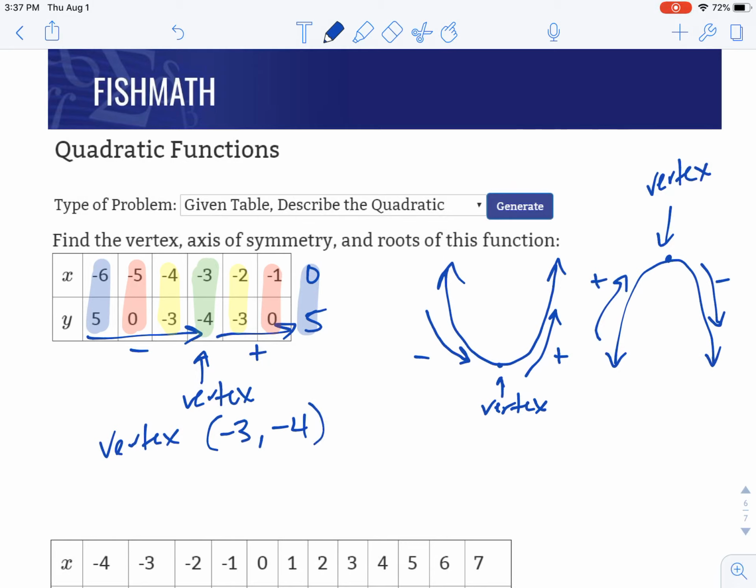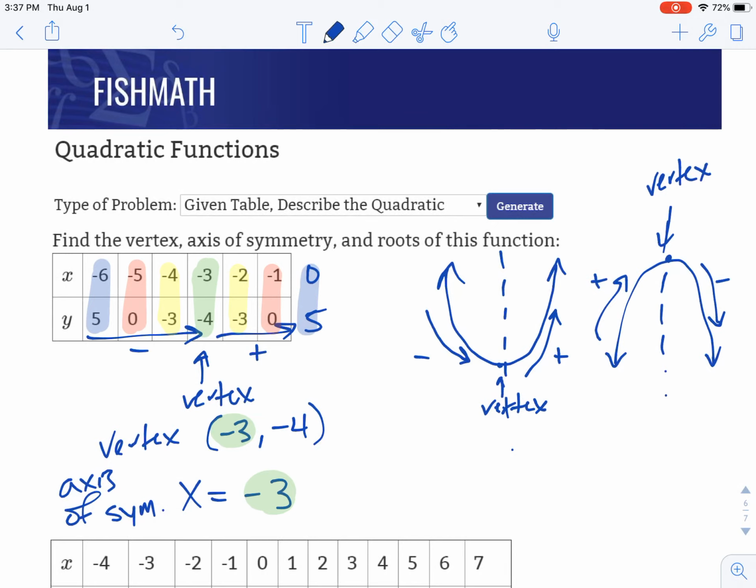And if that's your vertex, the axis of symmetry goes right through that vertex. And it's always x equal to the x value of the vertex. So x equals -3 would be the axis of symmetry. Again, that's just the x value of the vertex. That's how you figure out the axis of symmetry.